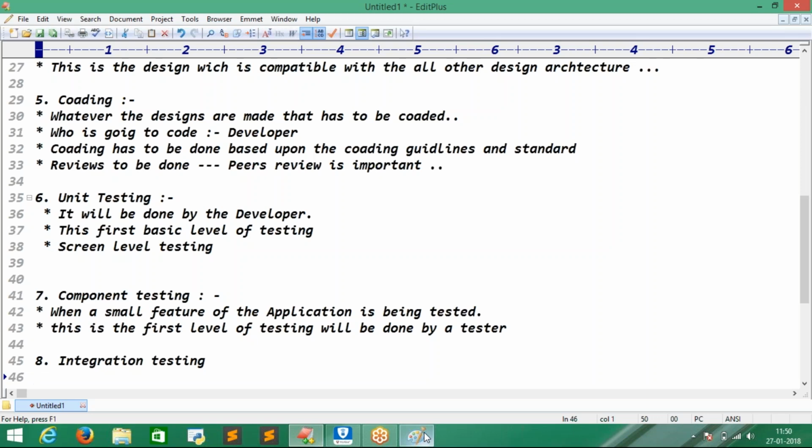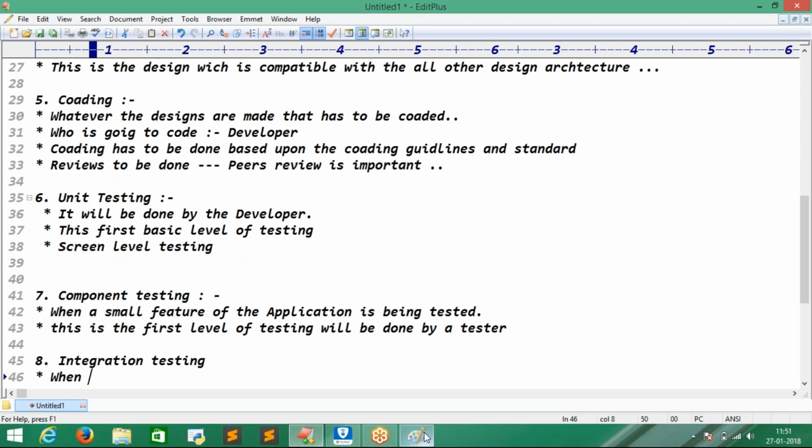But when I'm testing all the features and all the functionality, with the data that is flowing, whether the data is going correctly or not, that is known as integration testing. Clear?